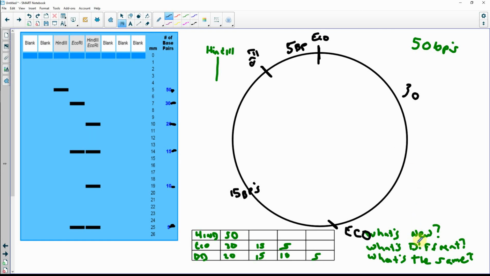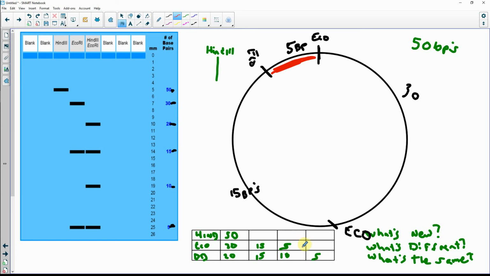So whenever I do these, I sort of make this chart, and then I ask myself, well, what pieces are new, what pieces are different, and what pieces are the same? Because the pieces that are the same haven't gotten cut. The pieces that are new are what happens when we have taken a piece that was big and we've made it smaller. So I know from my Hindi, I lost my 50 base pair. And from my eco, I lost my 30 base pair. I now have a 20, a 15, and a 10, and a 5 for the double digest. So the 2 5s haven't changed, so I know that this Hindi does not go in here. So I'm just gonna make this red and say the Hindi 3 isn't going in there.